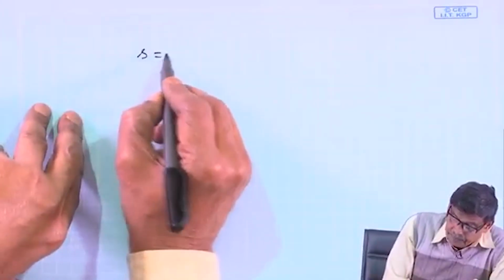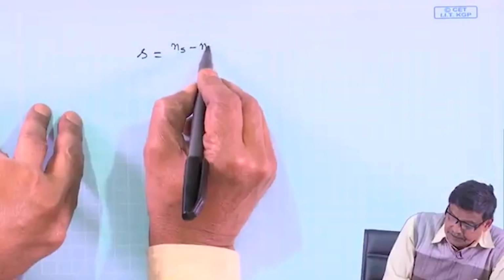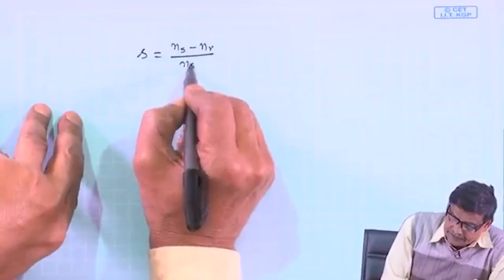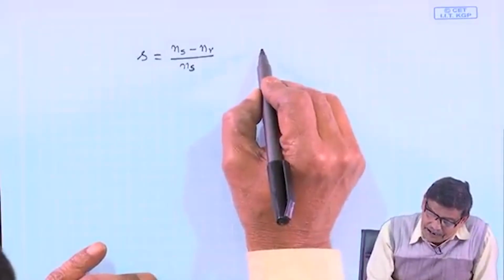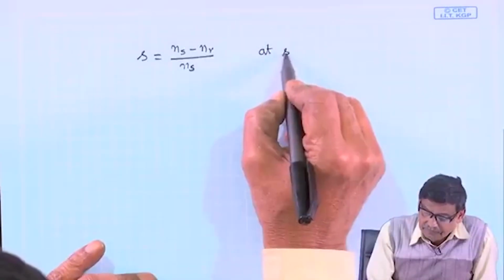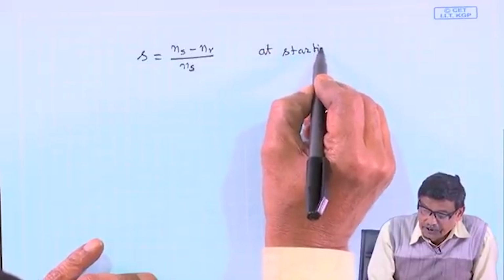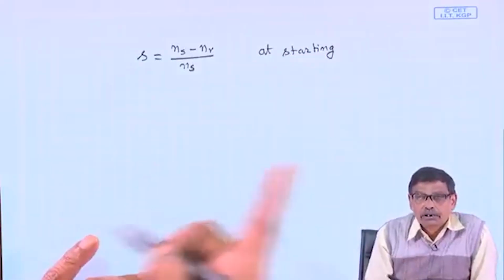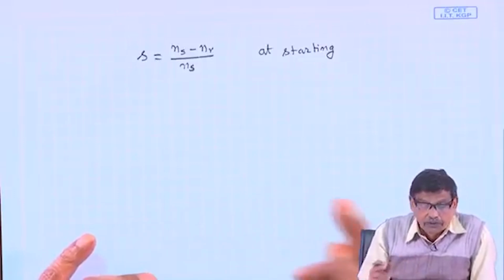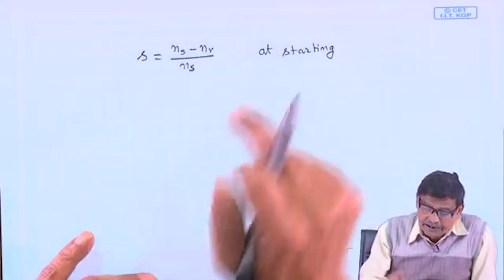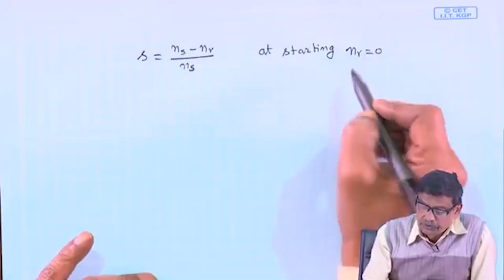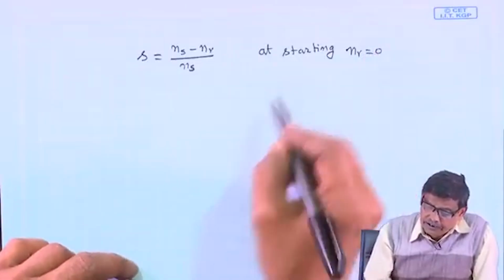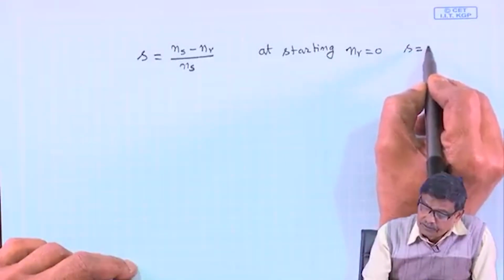Acha. Slip is Ns minus Nr by Ns. Acha, at this stage, we can also say at starting of the machine, when you are switching on the supply with rotor circuit closed, then at starting Nr equal to 0, motor is yet to start. So, at starting also S equal to 1.